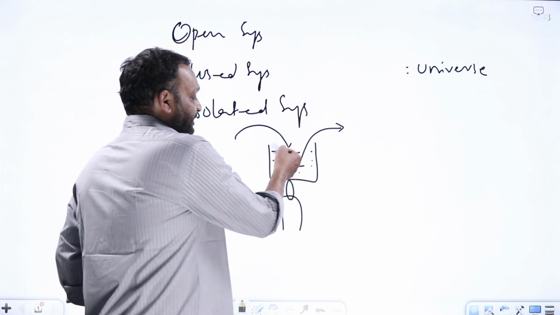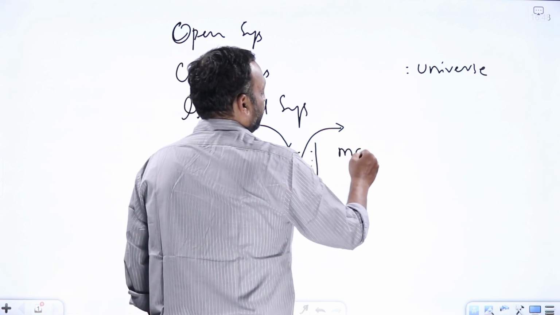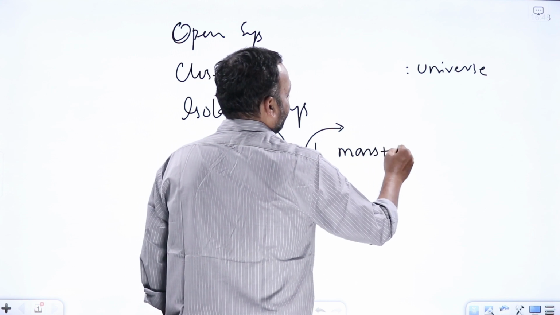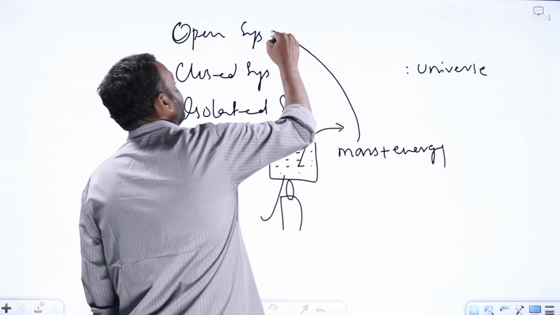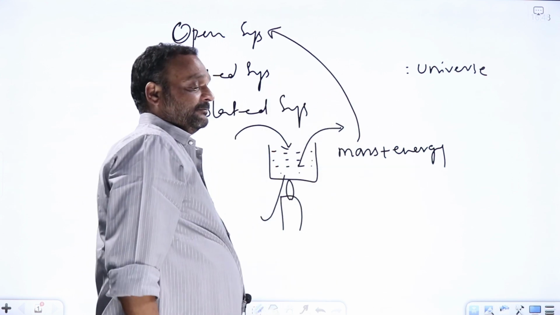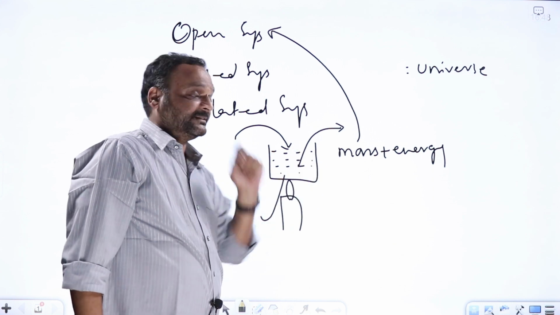This system is interacting with the surroundings by the exchange of both mass and energy. Such a system is known as an open system. An open system is one which exchanges both mass and energy with the surroundings.